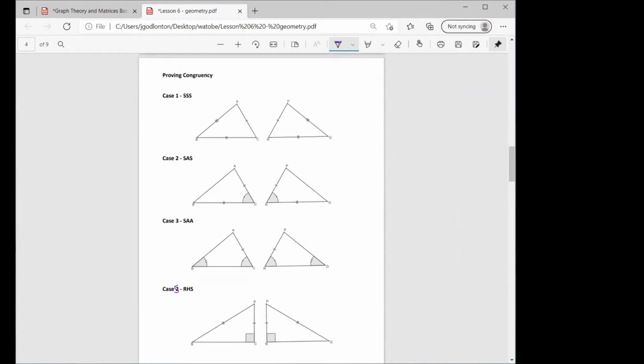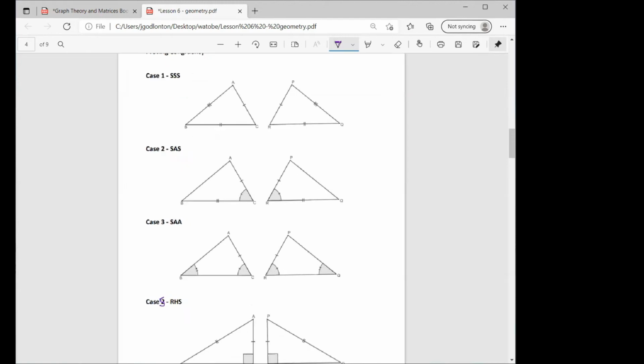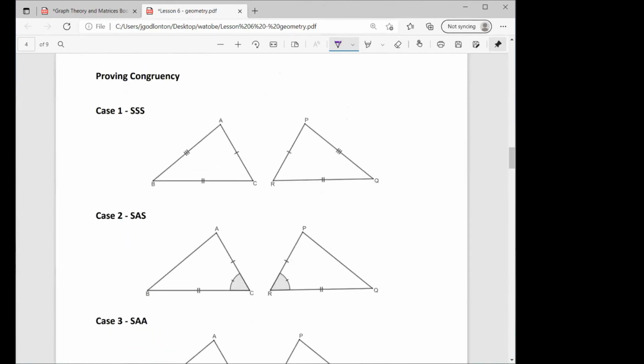Okay, what we have is our first option, which is SSS, which is side, side, side. And we're going to talk about them in more detail. Case 2 is side, angle, side. Case 3 is side, angle, angle. And then the last one is right angle, hypotenuse, side. And if we can prove that these things are true, we can prove two triangles are congruent to each other. So these are our different ways of proving congruency. So let's go through them slowly, step by step.